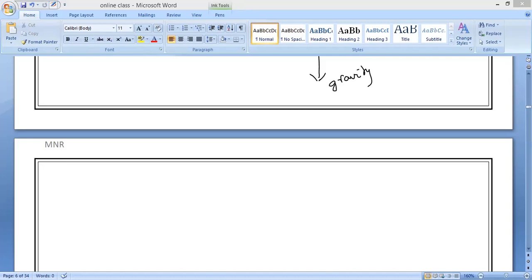Clear, guys? Next point. Even though balanced forces cannot change the stationary body's position or stop the moving body, they can change one more thing. What is that, guys? Balanced forces cannot create motion or stop the moving body, but they can change one thing. What is that? Shape. They change the shape of the body. So what is the example?